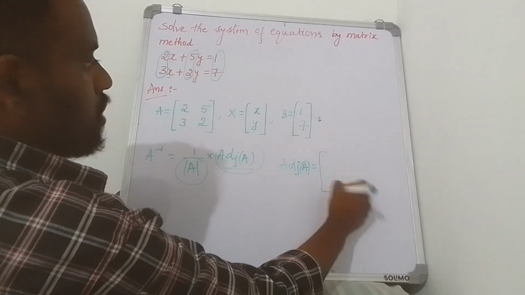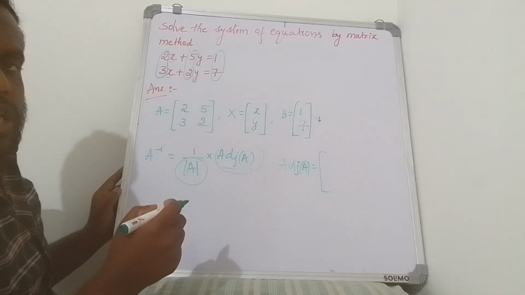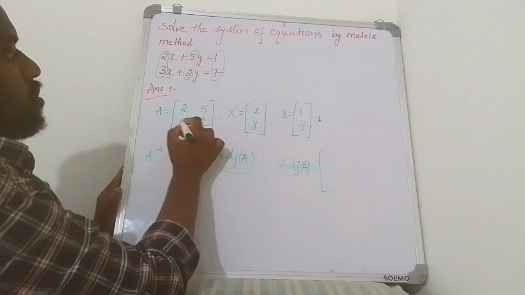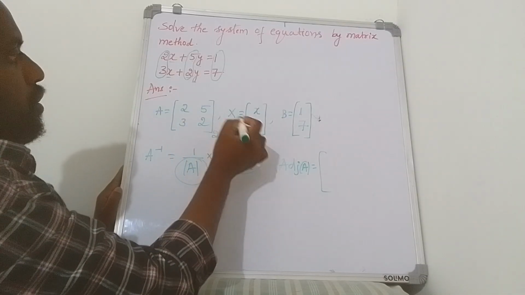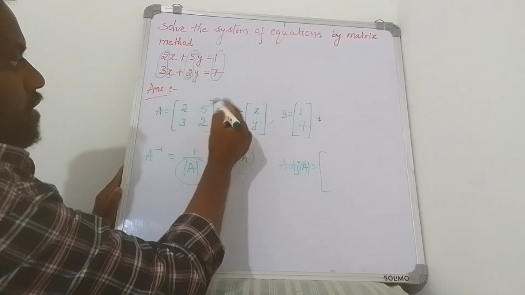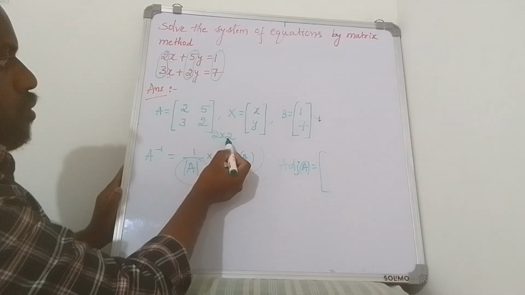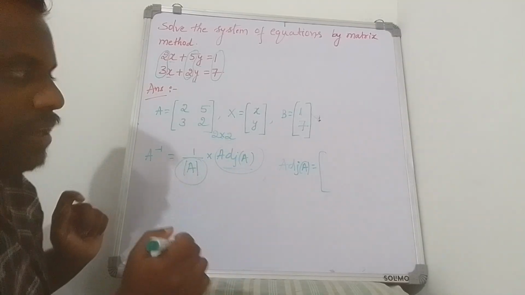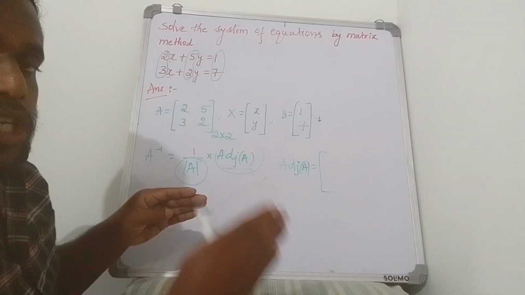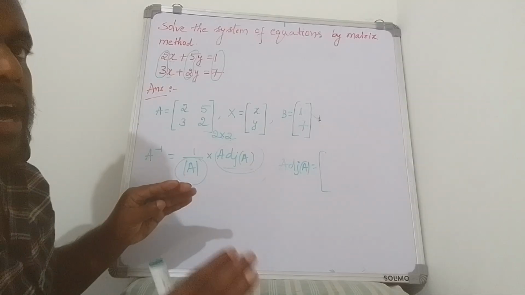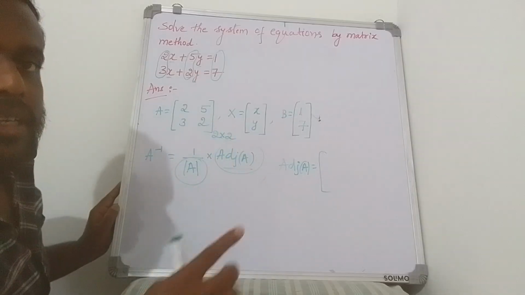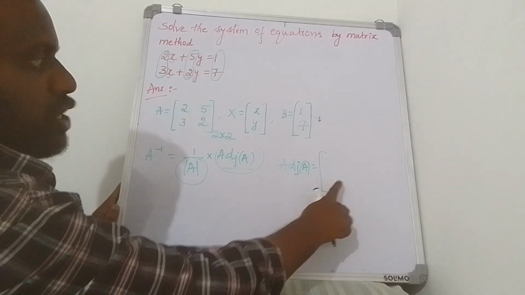Adjoint A is equal to, see, this is a 2 cross 2 matrix. 2 cross 2 matrix means what? 2 rows, 2 columns. This is the first row, second row, 2 rows, and 2 columns: first column, second column. So this is a 2 cross 2 matrix. The process to find adjoint of a 3 cross 3 matrix, that means 3 rows 3 columns, is different and somewhat lengthy. But this is a 2 cross 2 matrix, so there is a simple way to write the adjoint of A.